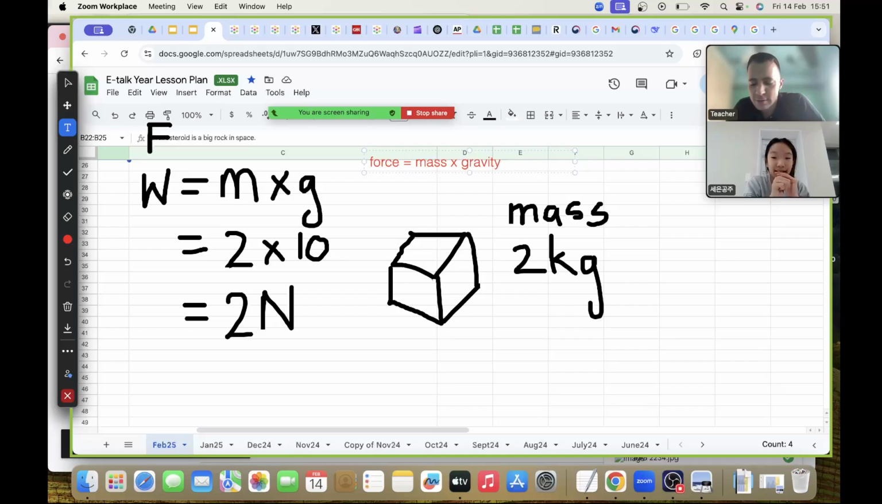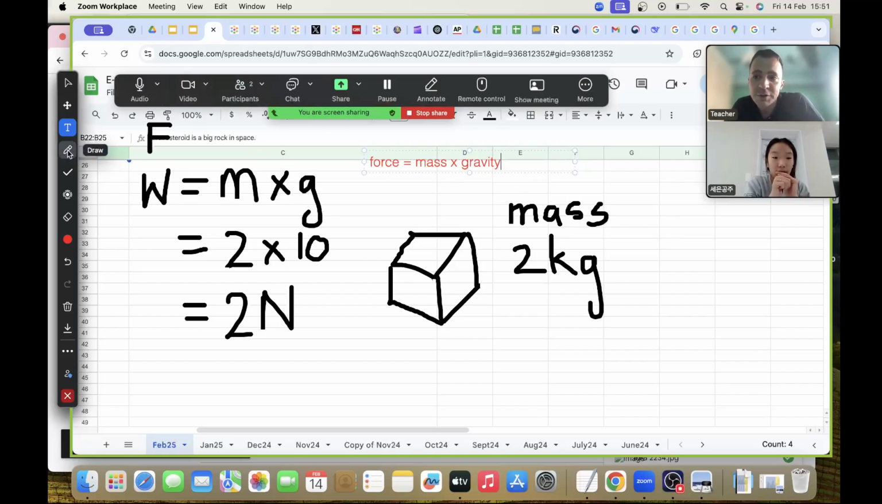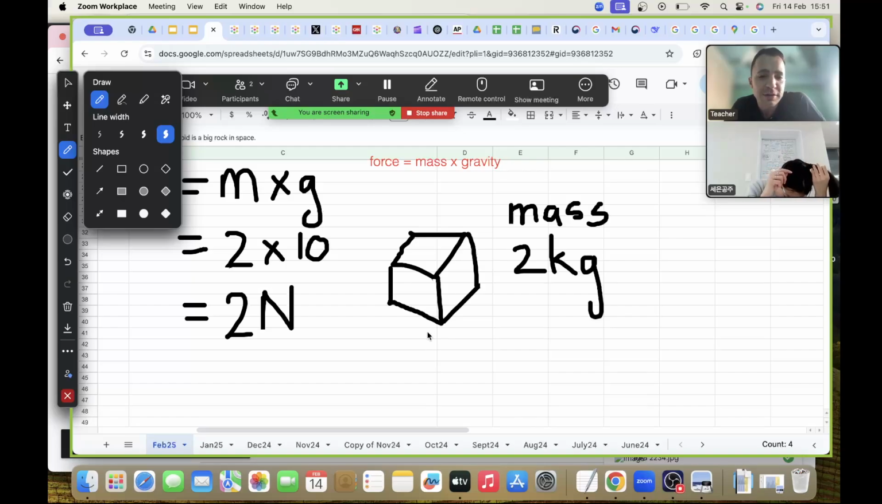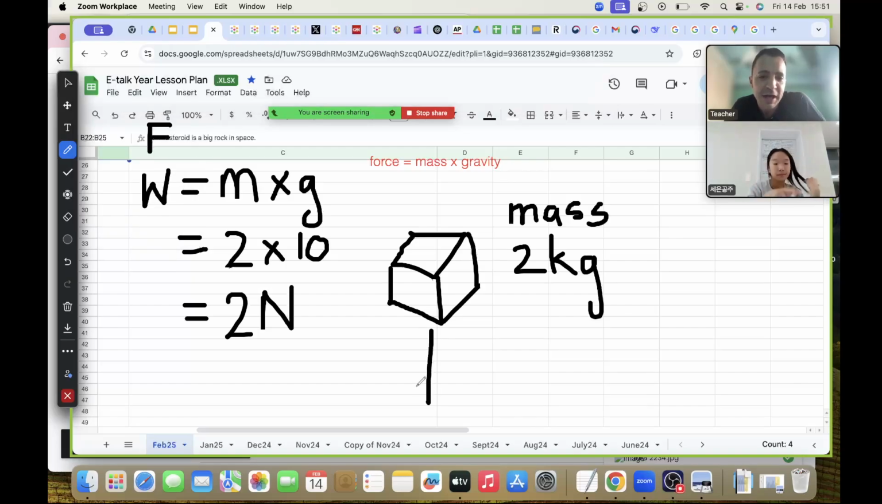Okay, so do you understand what is the difference between... So now let's draw the forces. We know this has a downward force because it's falling, and it has an upward force. What is this downward force, Lily? Gravitational force. And this gravitational force is the weight. It's W, which is 2 newtons.